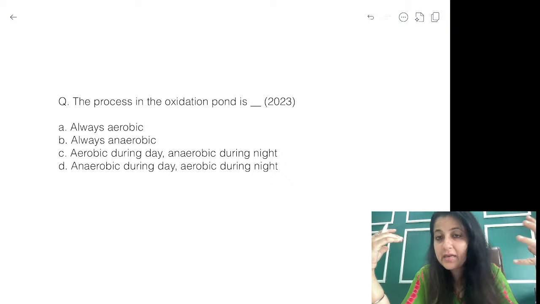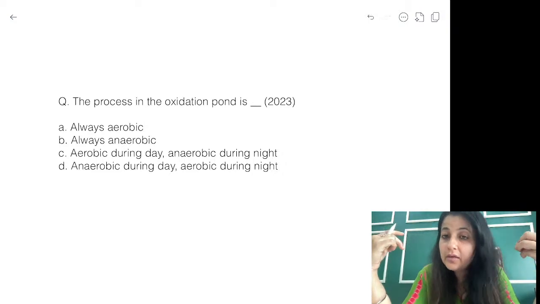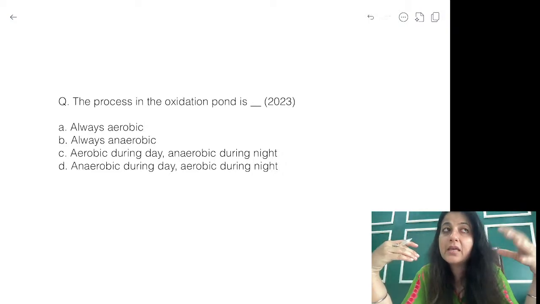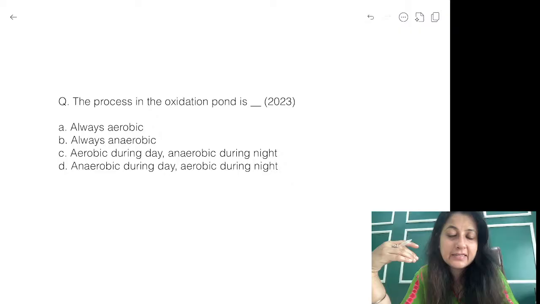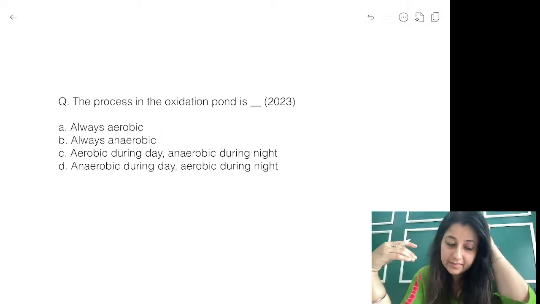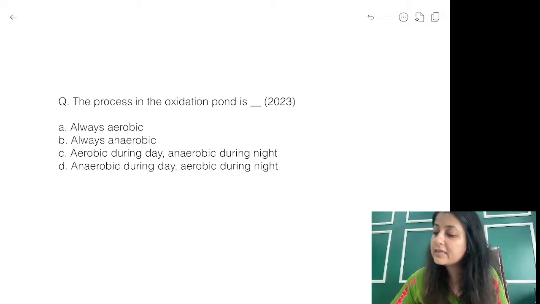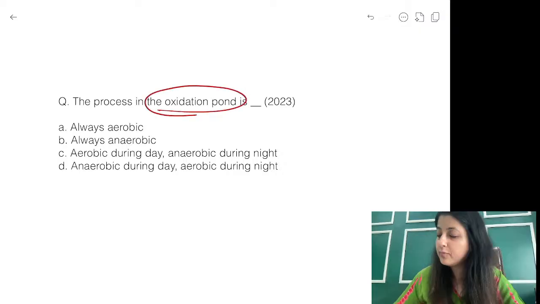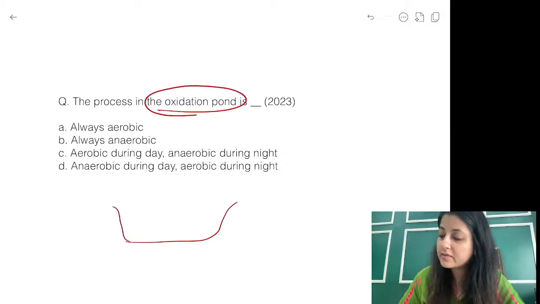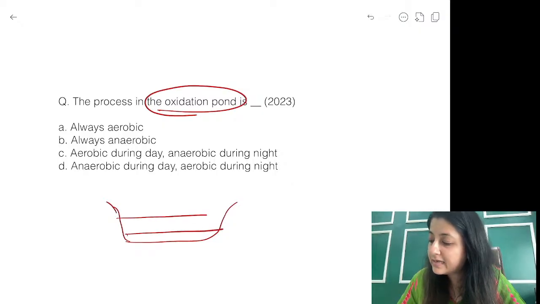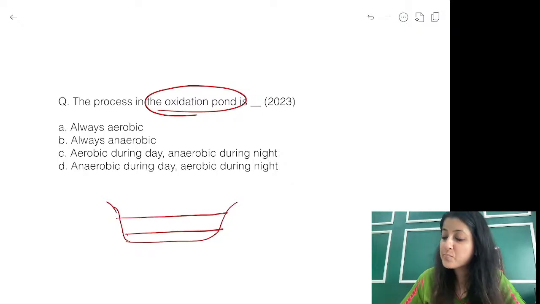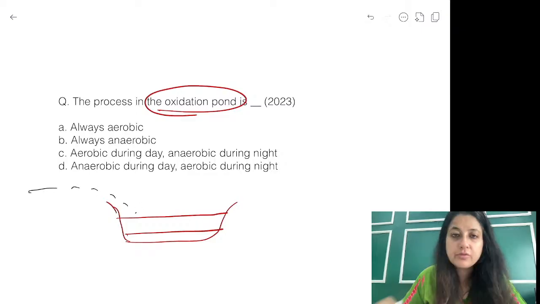many times you have been asked whether which process is happening in primary sedimentation tank and sewage disposal in secondary sedimentation tank. Okay? So what is it? Now remember, oxidation pond is used for smaller populations. So let's draw an oxidation pond. It's something like that. It has a lower part, it has an upper part. Okay? And here what happens? This sewage is falling into this.